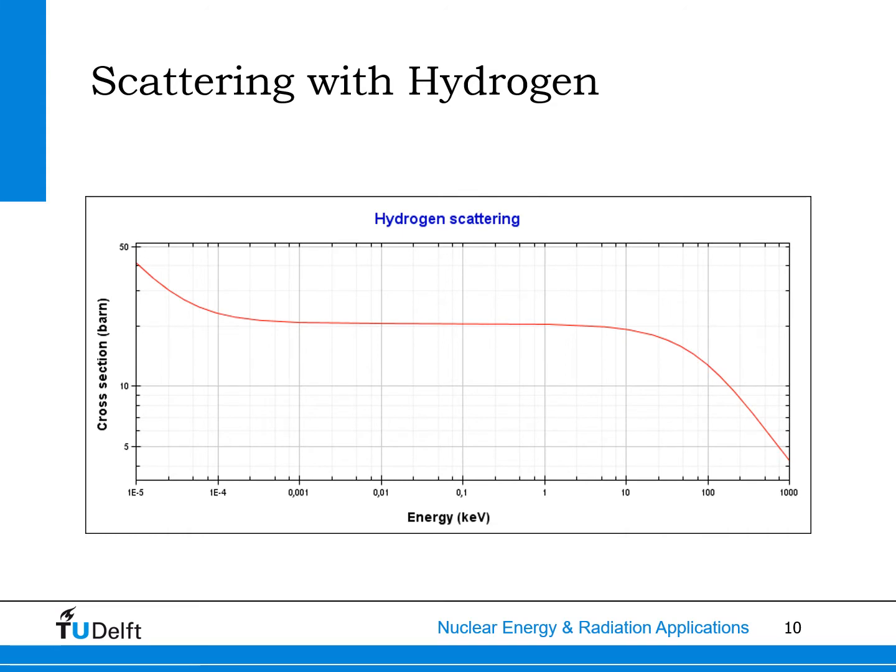Of course, the 1/E neutron flux density is only valid if the scatter cross-section is constant. For hydrogen, this is actually a very good approximation for a wide energy range from 0.1 electron volt to 10 kilo electron volt, as shown on the slide.